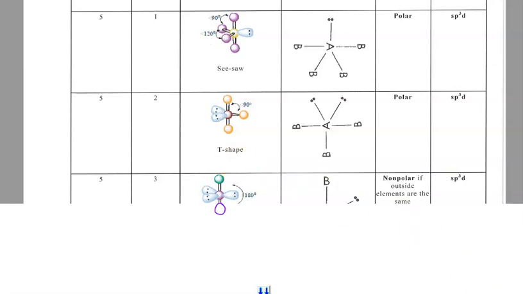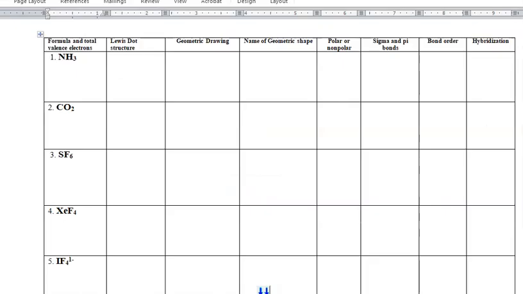All right, I do want to show you one last thing, and this is up under the Unit 2 homework. This is how it will look on your test. So your test will have blanks like this where you're going to be putting in the name of your geometric shape. You're going to tell me if it's polar or nonpolar, how many sigma pi bonds, the bond order, and the hybridization. So you'll be filling all this stuff in, fill in the blank part of your test. The answers to this are up, so I would suggest you use this to practice for your test.